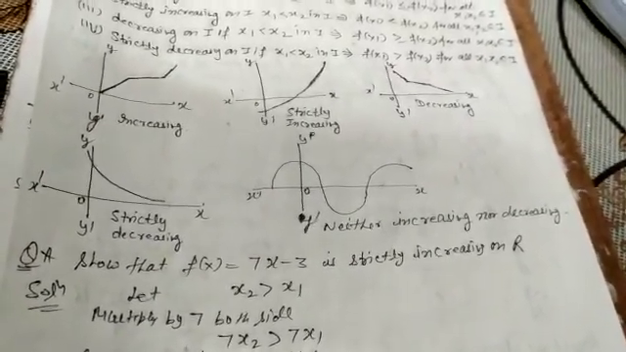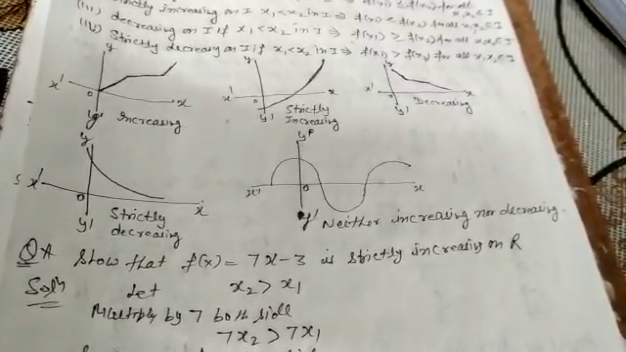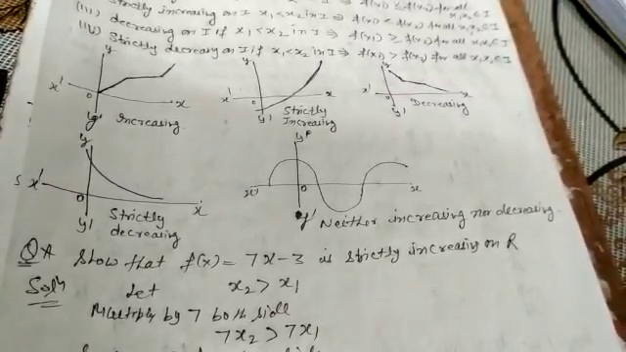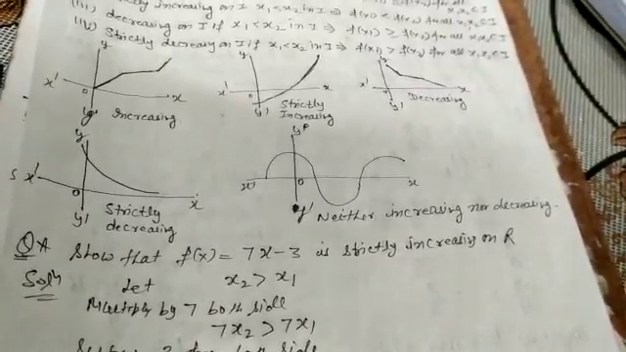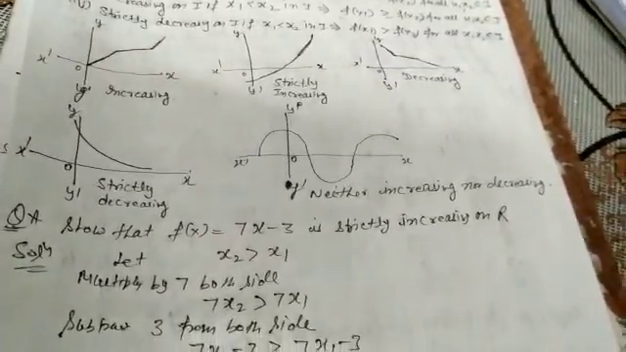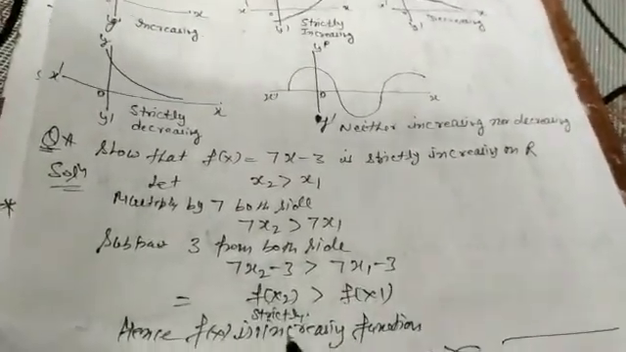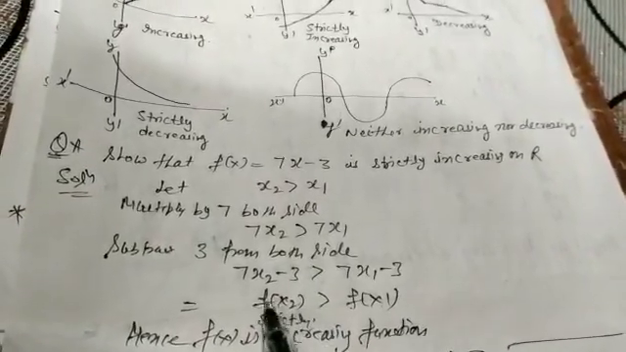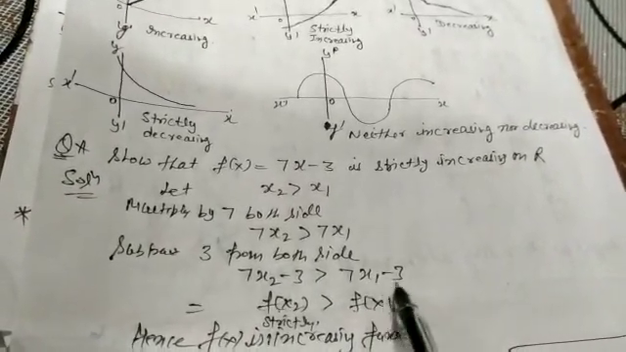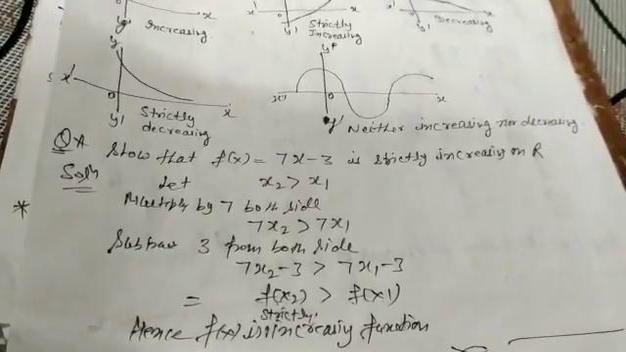Here we observe f of x2 is greater than f of x1. Then the function is said to be a strictly increasing function. As we observe, f of x2 is greater than f of x1, the function is strictly increasing.